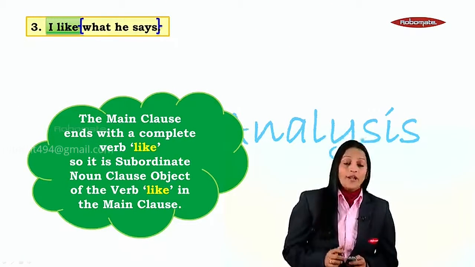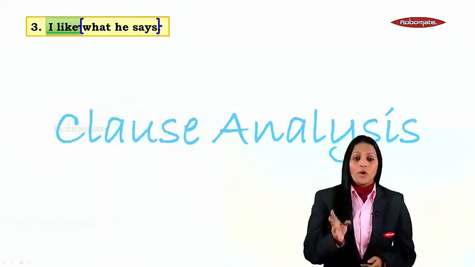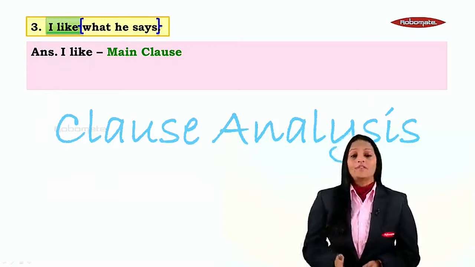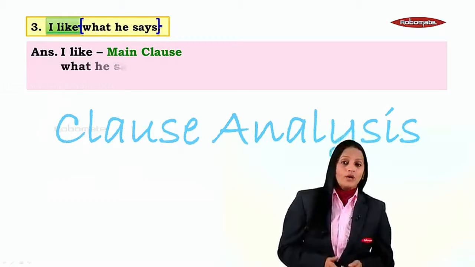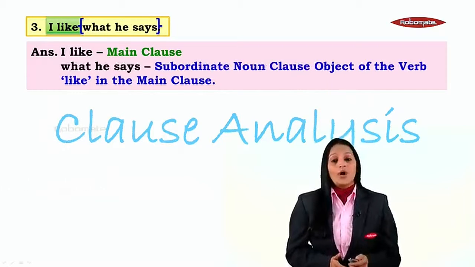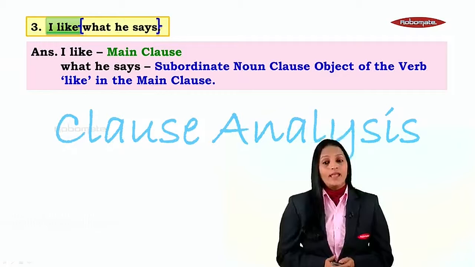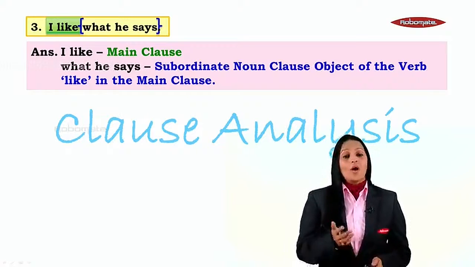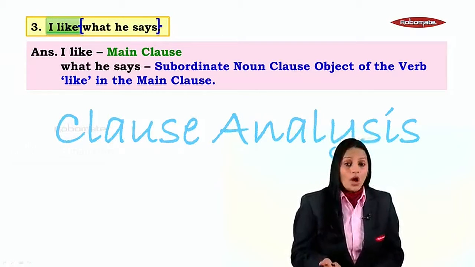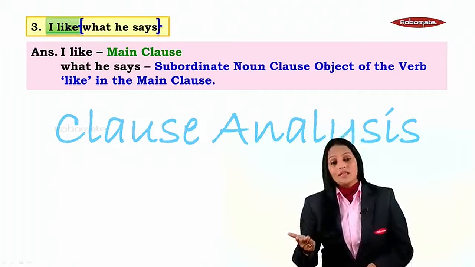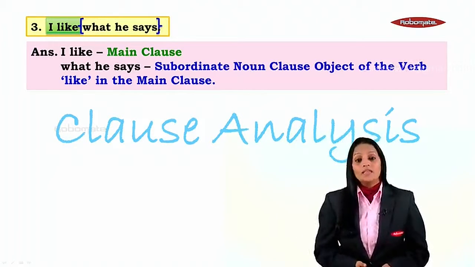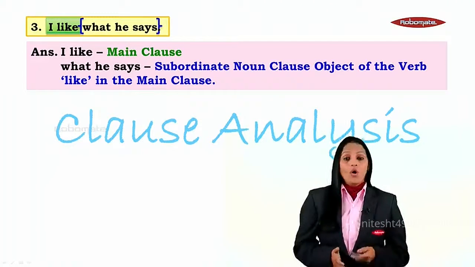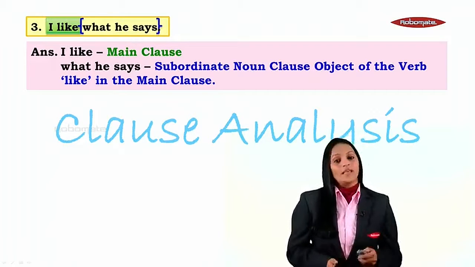So students, we have already done 3 types of noun clauses. What are they? We have done subject of the verb, object of the verb, and complement of the verb. Students, here how do we answer this? What he says, subordinate noun clause, object of the verb like in the main clause. So students, we have already done 3 types. One is subject of the verb, the other one was complement of the verb when it ends with an incomplete verb, and the third one we did is object of the verb when the main clause ends with a complete verb. Now we shall do the remaining 3 types in the next module.